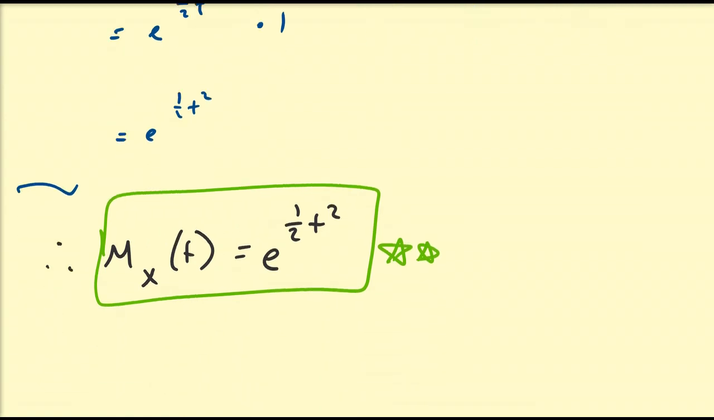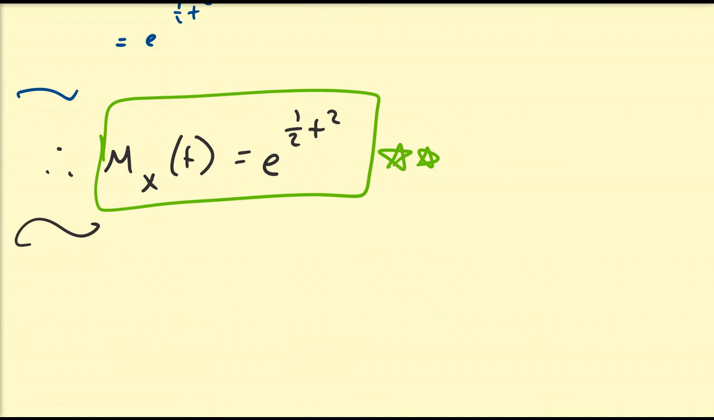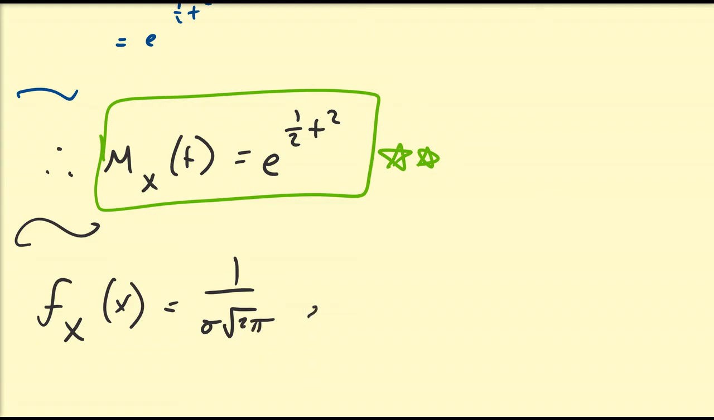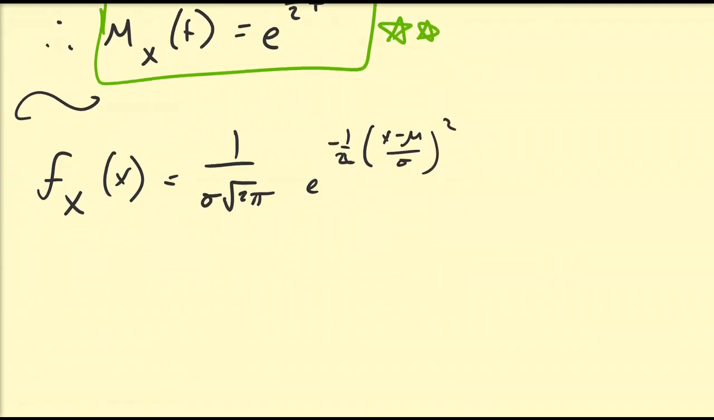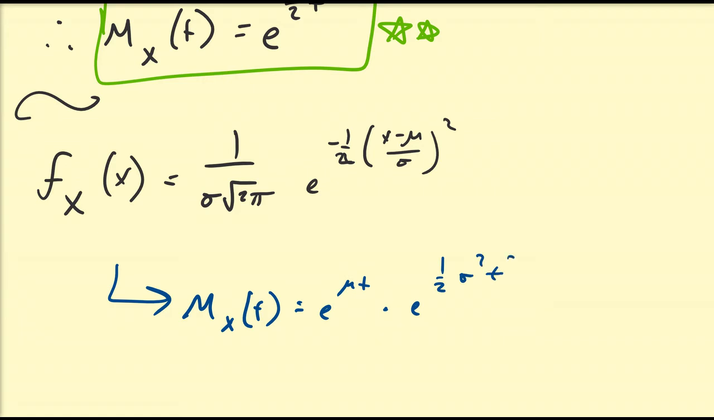Now the general case for a normal random variable. If X is a normal random variable with any mean and any standard deviation, then its PDF is given by 1 over sigma square root of 2 pi times e to the minus 1/2 ((x minus mu) over sigma) squared. I leave to the reader to verify that the moment generating function for just any normal random variable, M_X(t), is going to be equal to e to the mu t times e to the 1/2 sigma squared t squared.